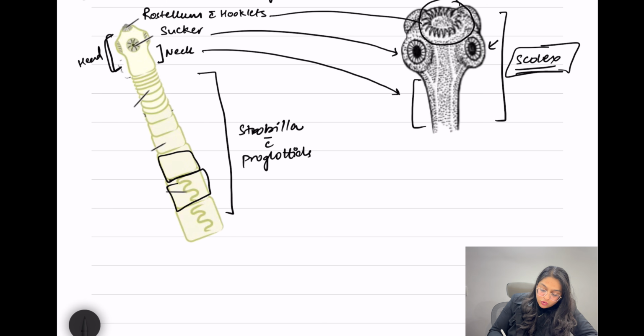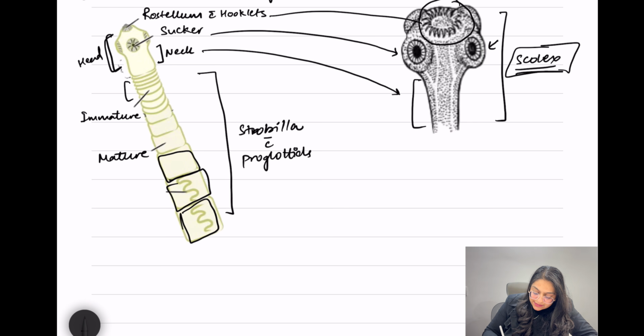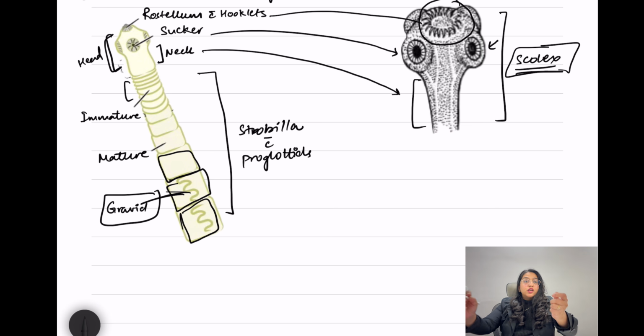So each segment is a proglottid. Okay. These proglottids, you see the initial proglottids are small. They are the immature proglottids. Then they get bigger and they become mature proglottids. And then these are the gravid or pregnant proglottids. So what do I understand from this simple diagram?